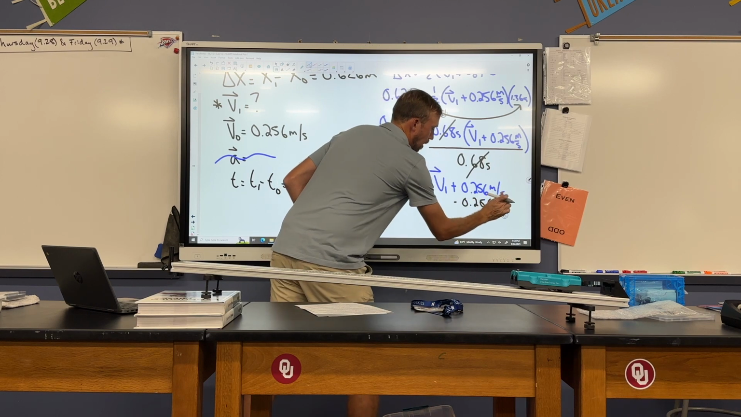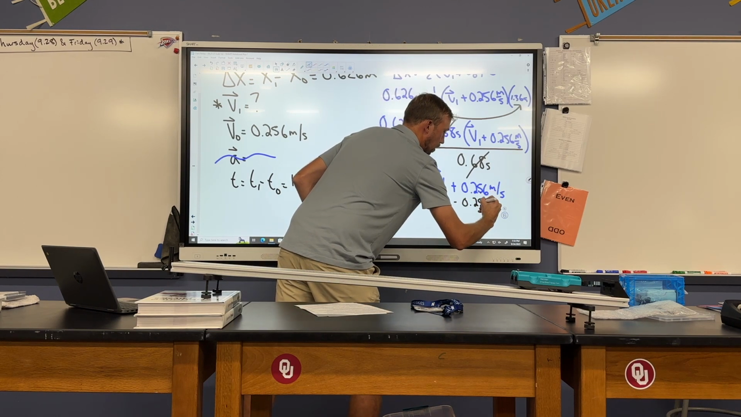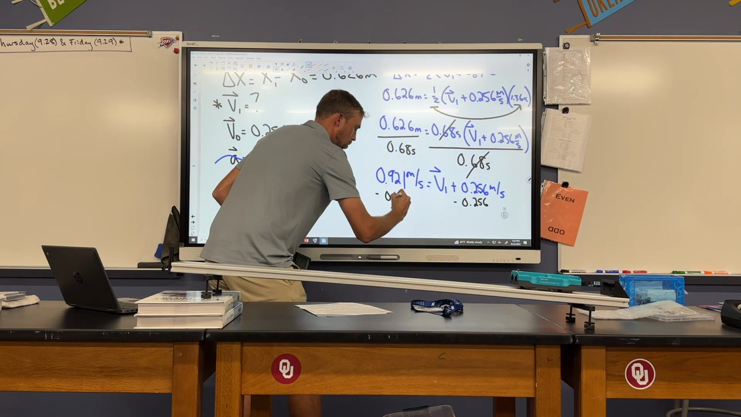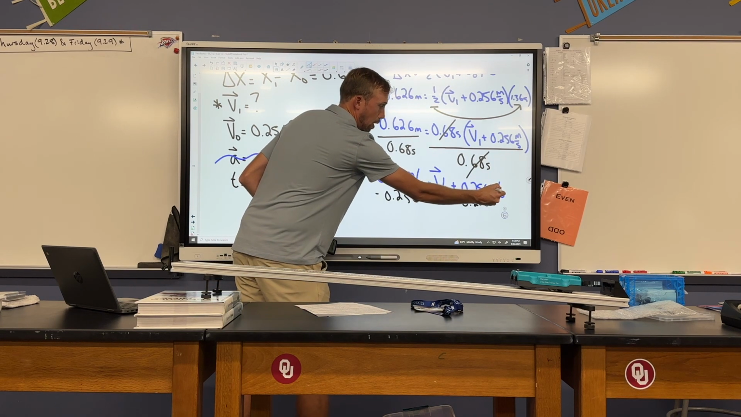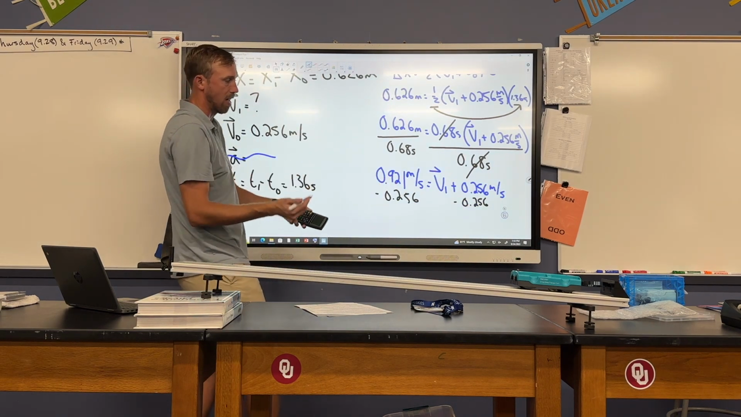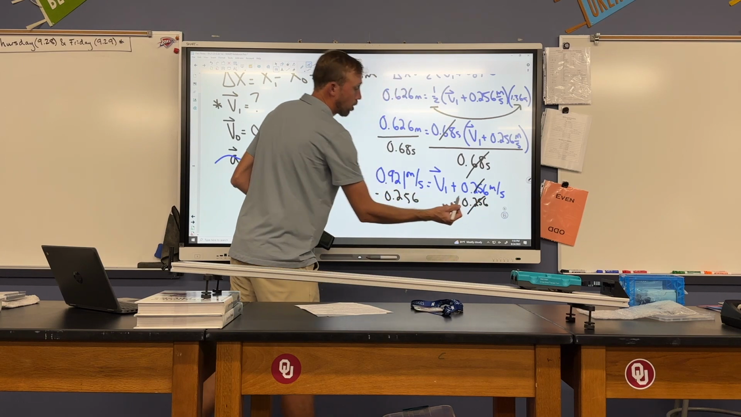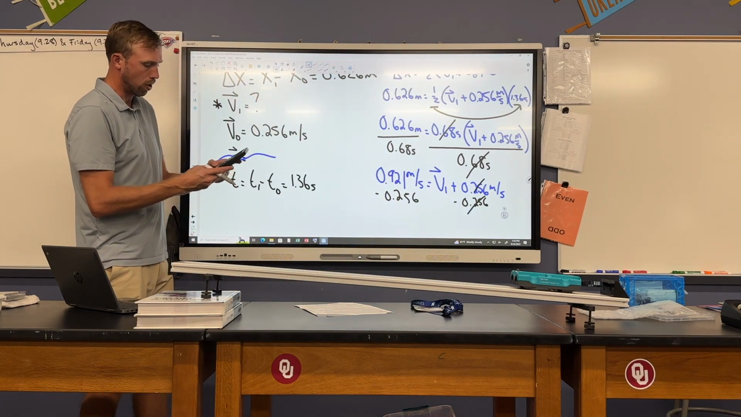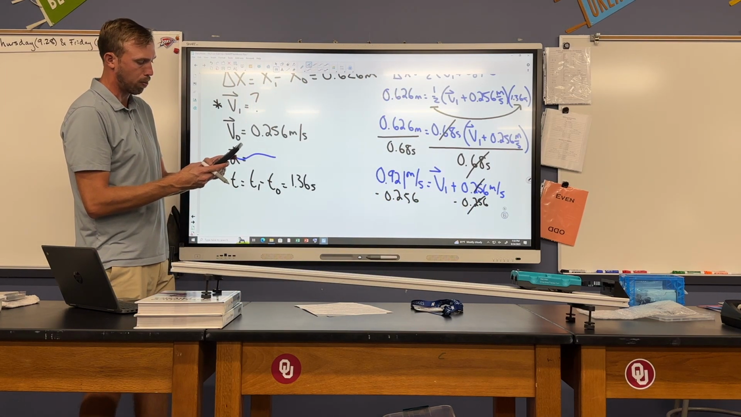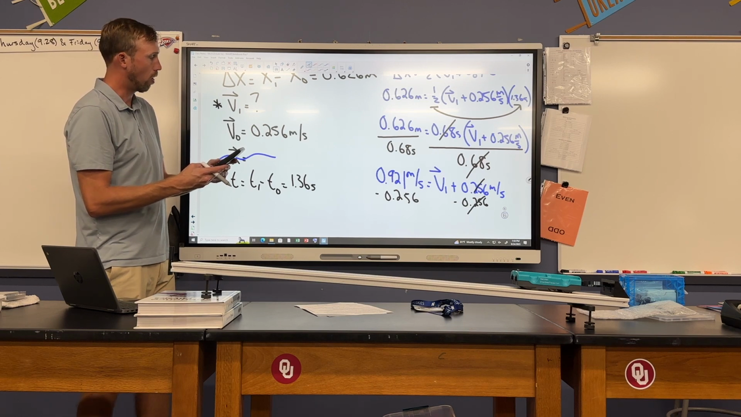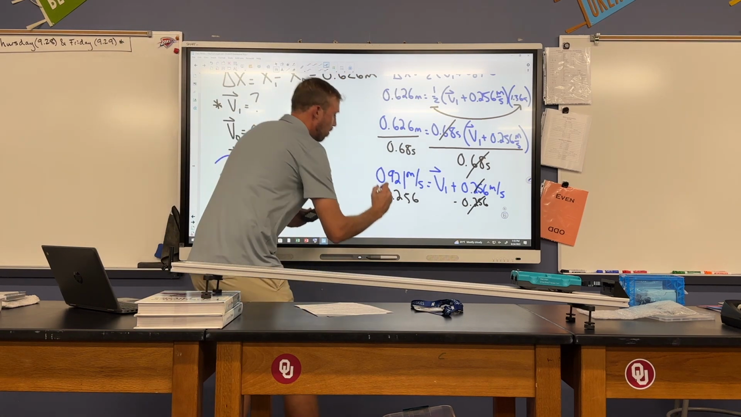0.256. That is in meters per second, so those are like terms. I can add and subtract them. So any number subtracted by itself is 0. I'll take 0.921 minus 0.256, and I'll get 0.665.